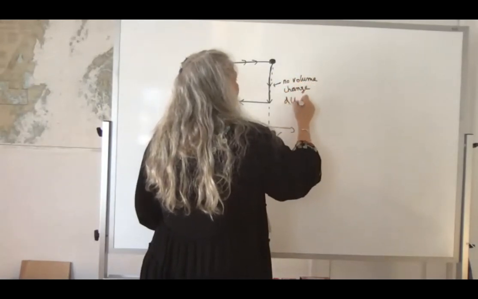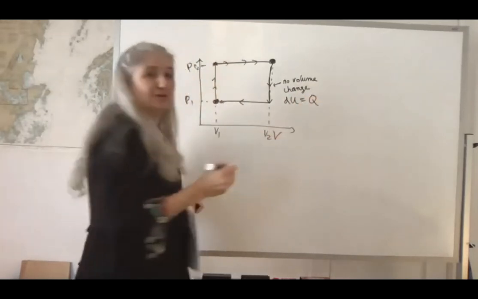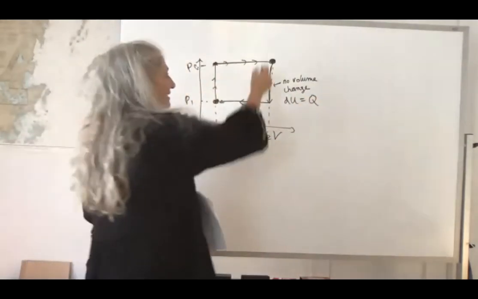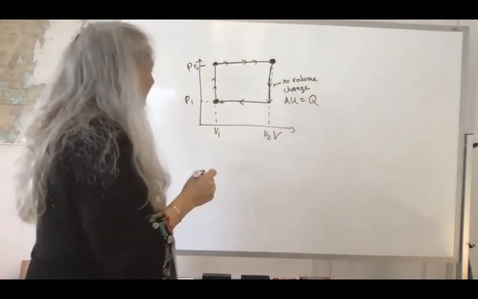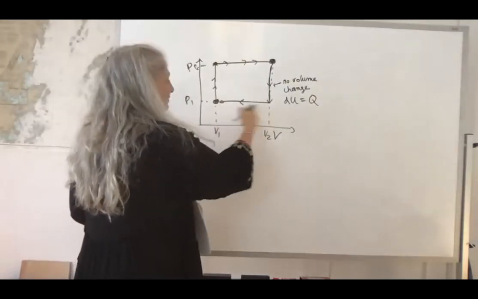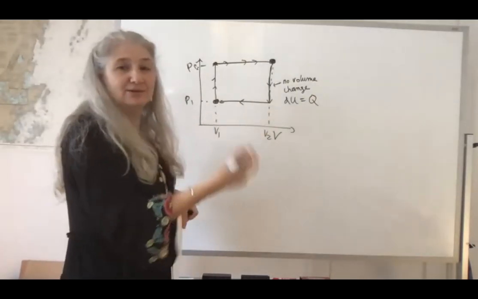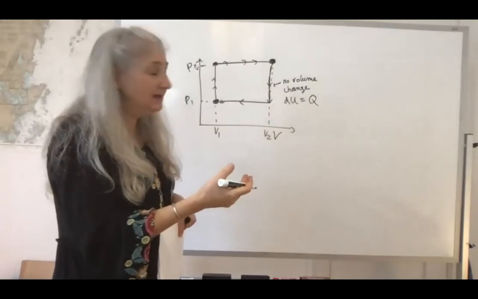So du is equal to q. So those are easy. I mean, if you want to figure out the heat, you can figure that out. Whereas along these horizontal paths, you are doing work and there's heat.